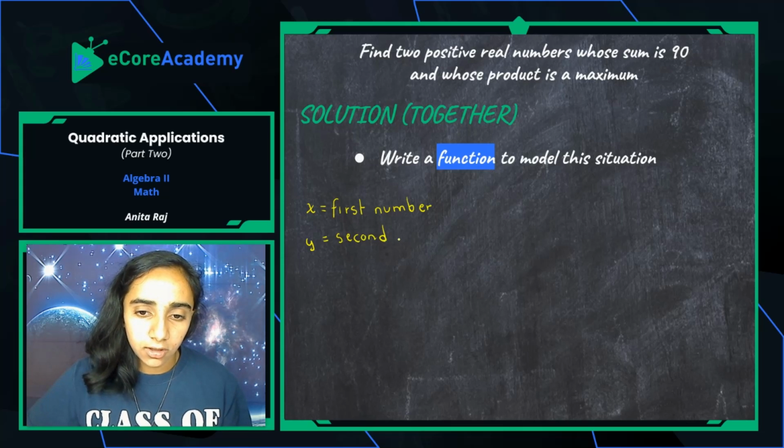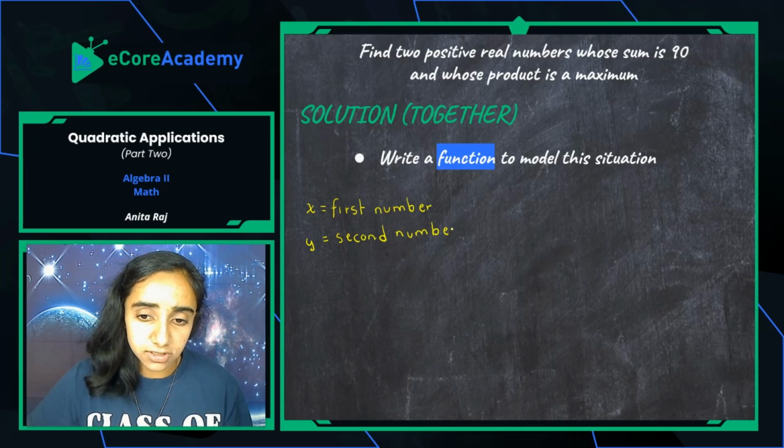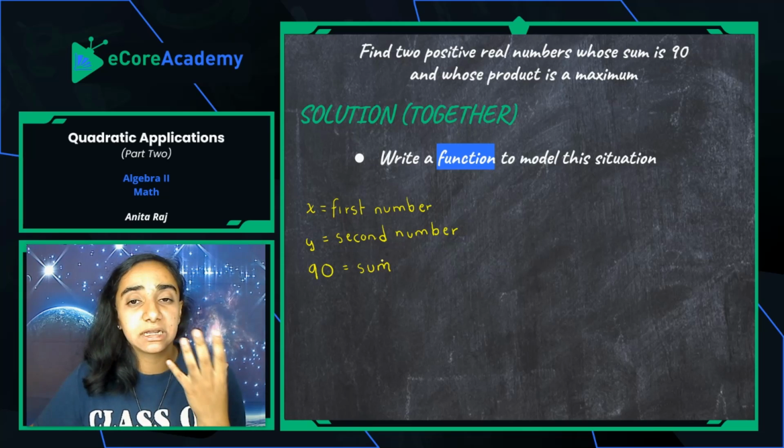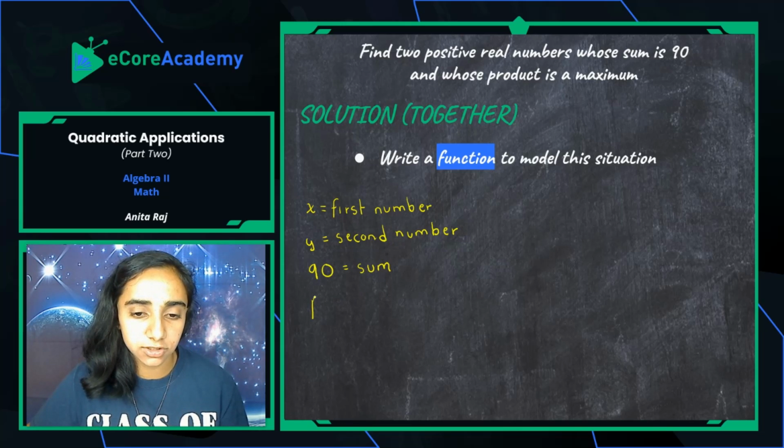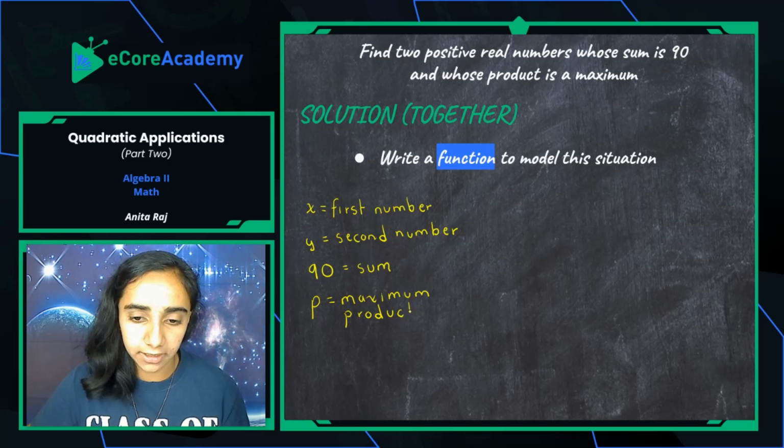And then the next component that we want to mention is our sum. And remember, our sum is 90. So we don't really need a variable for this. I'm just going to write 90 equals the sum. We don't need to rewrite it as another variable. We already know the value is 90. Lastly, we have the product. So we're just going to call that P because product starts with P. So P is equal to, remember, maximum product.